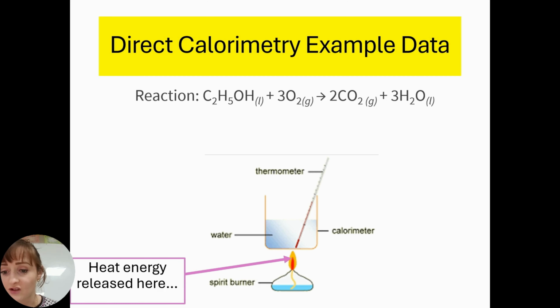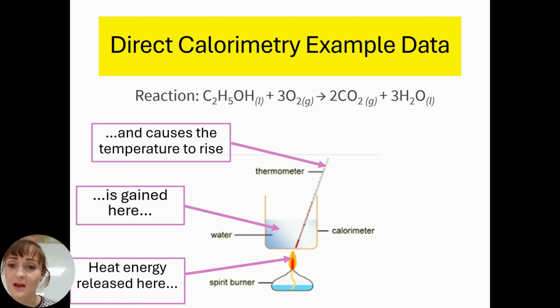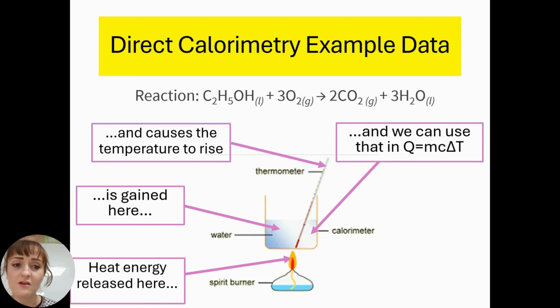All of the heat energy released from the flame, we've identified, is gained by the water and causes the temperature of the water to rise. What we can assume is that the temperature change in the water is a direct function of the energy released from the combustion. So let's process this data to determine how much energy is gained by the water. We can do that using Q is equal to mc delta T.